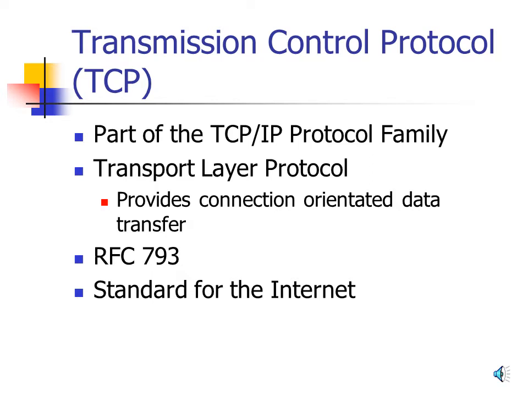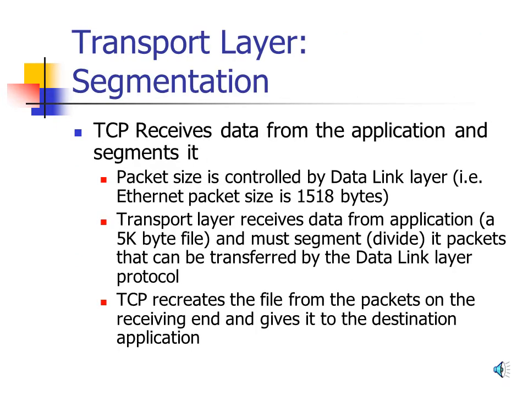Transmission Control Protocol, or TCP. Now, TCP is a single protocol, but as a single protocol, it is part of the TCP/IP or the Internet protocol family, sometimes called the suite of protocols. It is an OSI transport layer protocol, and it provides connection-oriented data transfer. It's defined in RFC 793, and of course, it's part of the standard TCP/IP suite of protocols used on the Internet.